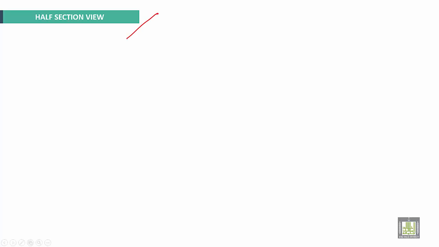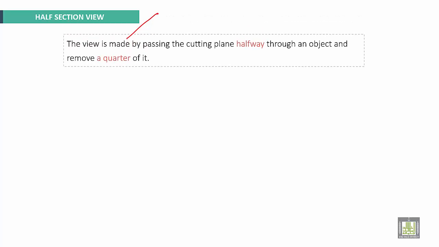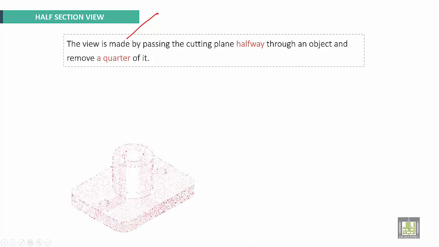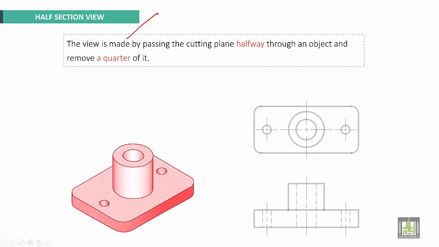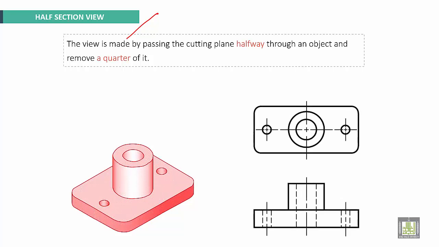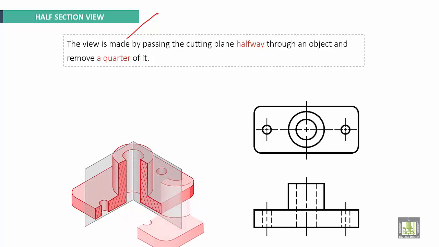Half section view. The view is made by passing the cutting plane halfway through an object and remove a quarter of it. We have an example here. These are original views. We have to remove a quarter of this object, like this. How it will be represented? This is the section line.